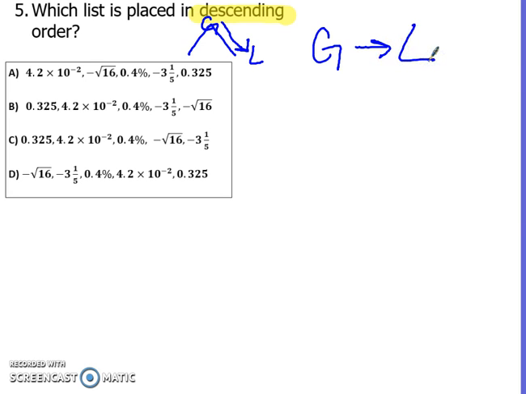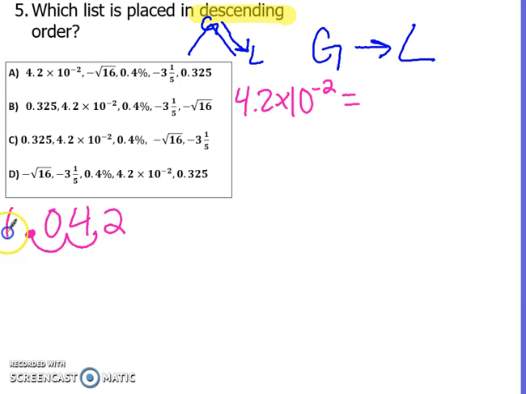All right, so we're just going to take the numbers from A and we're going to compare them. So 4.2 times 10 to the negative second is our first one. It's to the negative second, so we're going to go left twice. Fill in your 0. Here's another 0 over there. So 0.042. All right, the next one would be negative square root of 16.